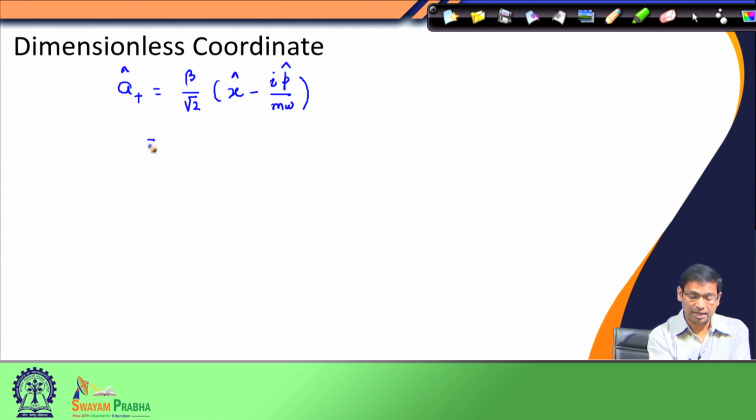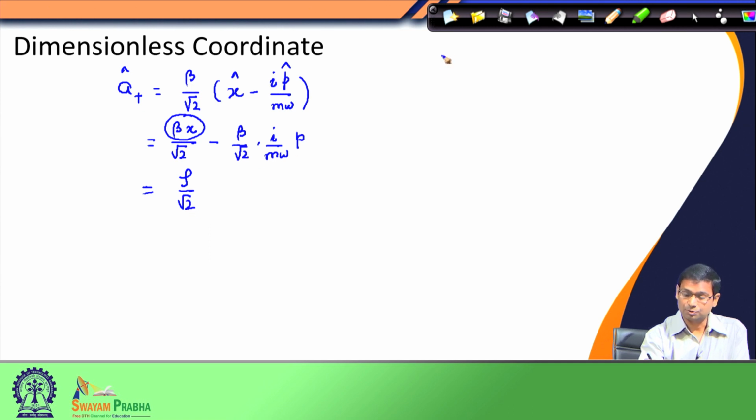So, if you remember, we can expand this. This is beta x divided by root 2 minus beta divided by root 2 times i divided by m omega p. If you see beta x, you already identified, this is rho by square root 2, because we have defined the dimensionless coordinate rho as beta into x. Minus, I have to do a little work on the second term, i by m omega, and then I define my p operator. This is operator p, which is minus i h bar d by dx.